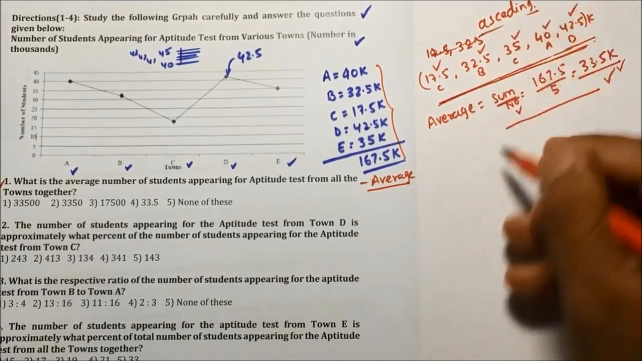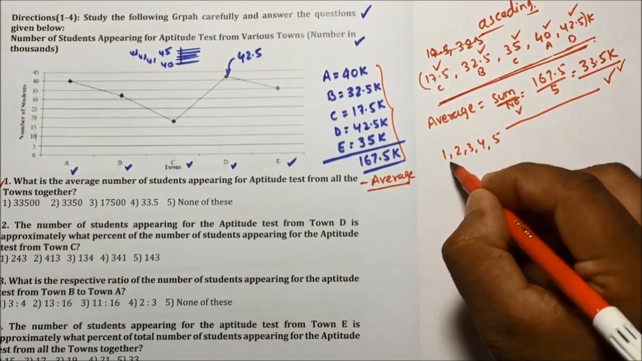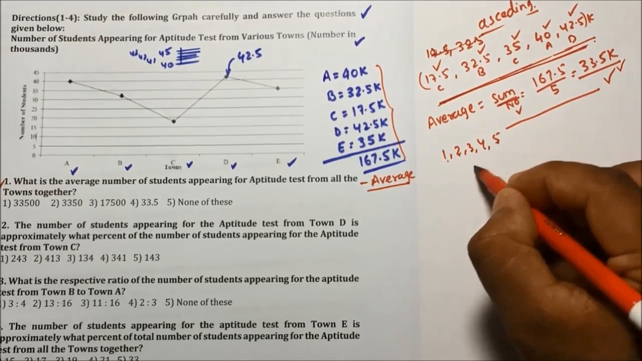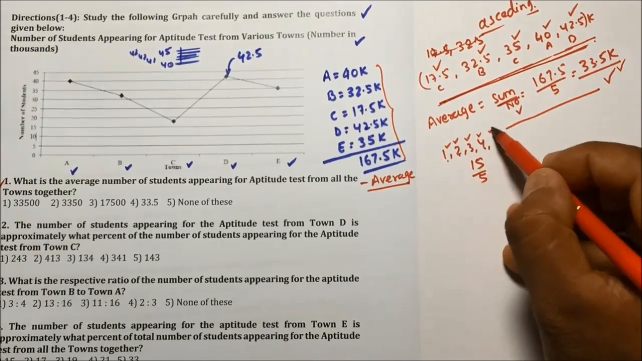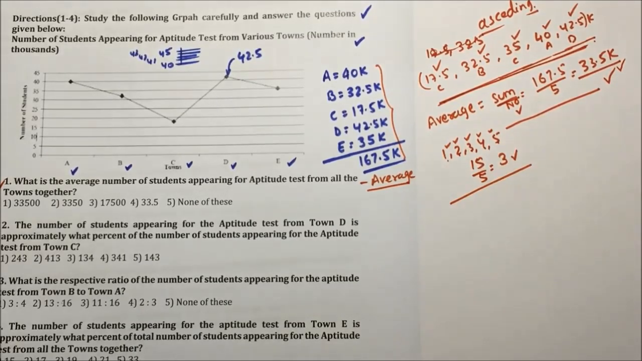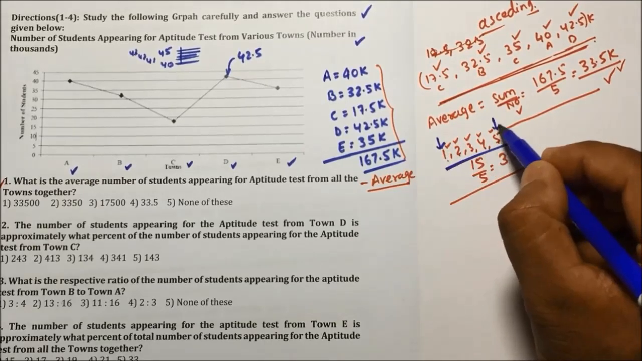Now, if you are calculating the average of 1, 2, 3, 4, 5, then average will be sum divided by number: 1 plus 2 is 3, 3 plus 3 is 6, 6 plus 4 is 10, 10 plus 5 is 15, divided by 5. So 1, 2, 3, 4, 5, 5 numbers are there, and the average will be 3. So the average of any numbers will be in between the minimum and maximum number.